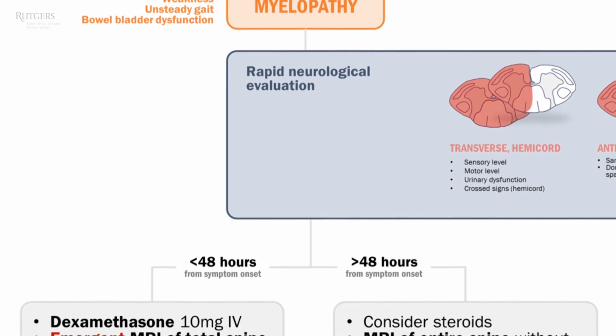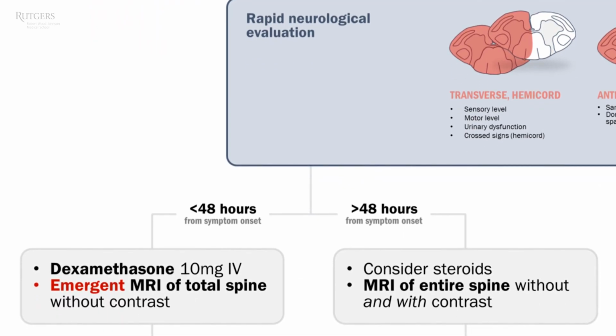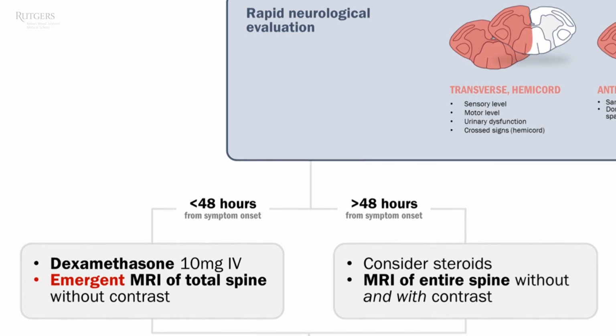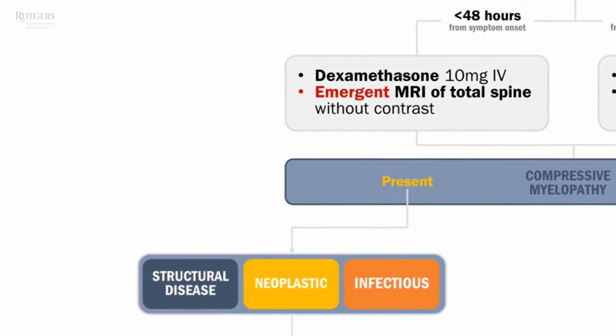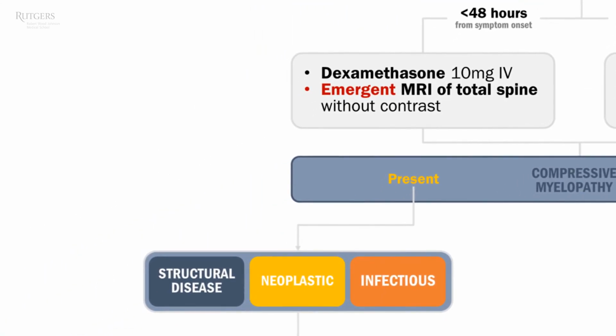If yes, then consider steroids to decrease cord edema and get a stat MRI of total spine without contrast to look for cord compression. If symptoms have been going on for a while, chances are you will have some time to perform diagnostic tests. Here, MRI of the spine without and with contrast is probably the best. If cord compression is present, then you're typically dealing with either structural, neoplastic, or infectious etiologies. Think of herniating disc, extradural met, or abscess.